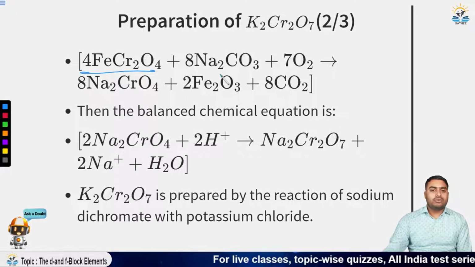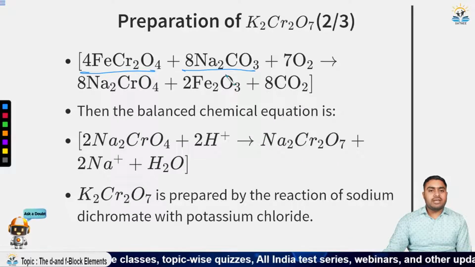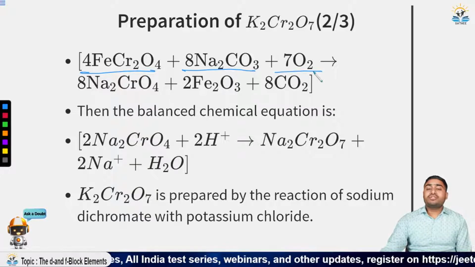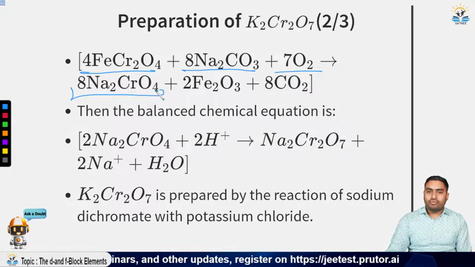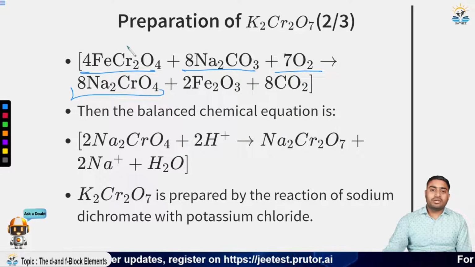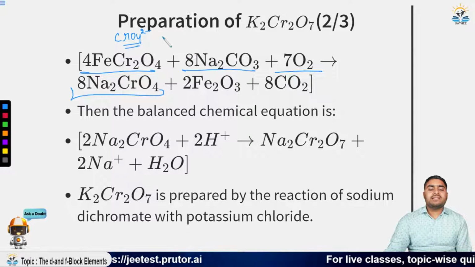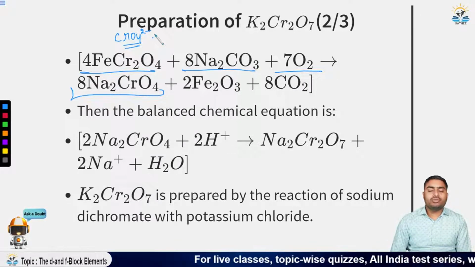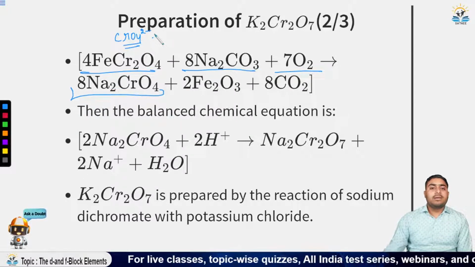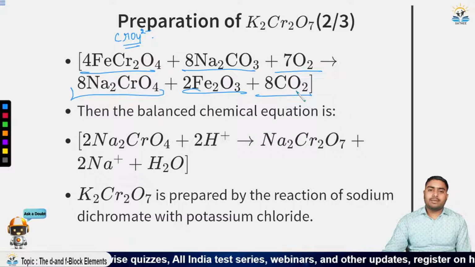4FeCr2O4, which is chromite, reacts with sodium carbonate. So 4FeCr2O4 plus 8Na2CO3 in the presence of air, 7O2, you will get 8Na2CrO4, which is sodium chromate. CrO4 2 negative ions are chromate ions and Cr2O7 2 negative ions are dichromate ions, plus 2Fe2O3 plus 8CO2. So you can see this is the balanced chemical equation.